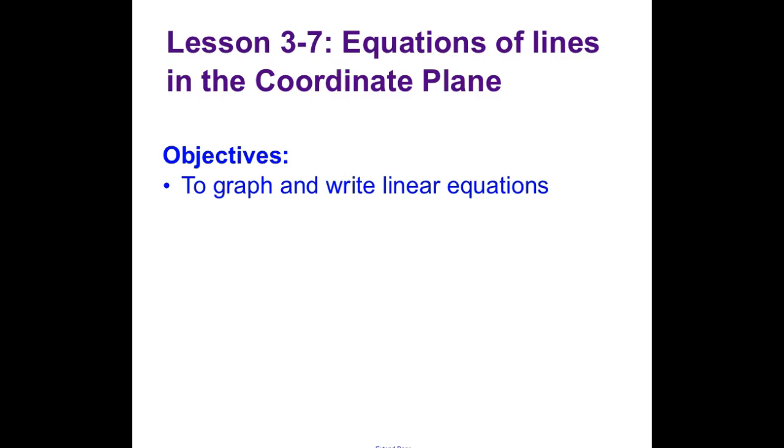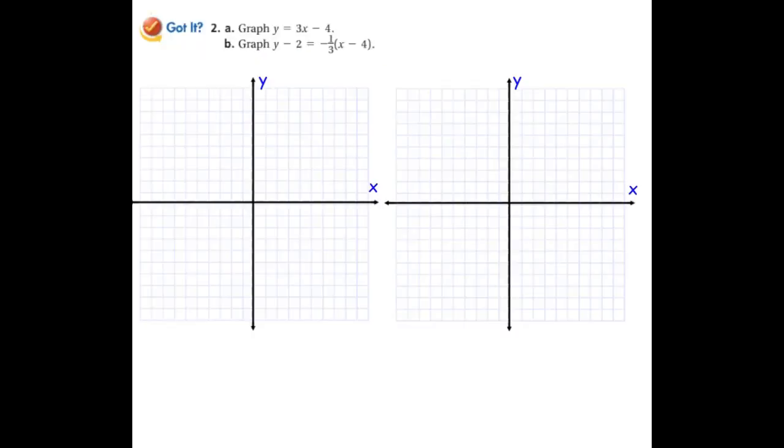So yesterday you should have graphed two problems. We're going to start off by graphing two more again here. And we're graphing y equals 3x minus 4 and y minus 2 equals negative 1/3 times x minus 4. So these are two different forms, if you remember. This first one right here, this is called slope-intercept. And the second one up here is called point-slope form. Okay, and they're called these because of the information that they have.